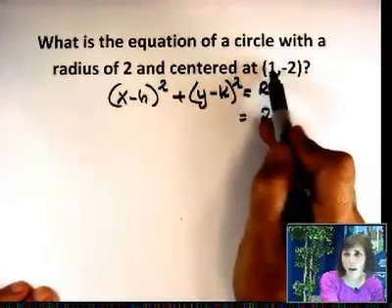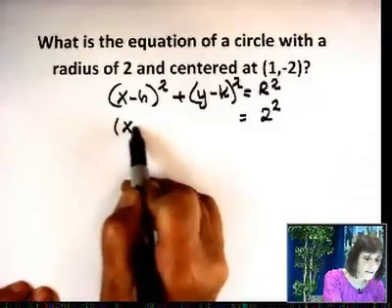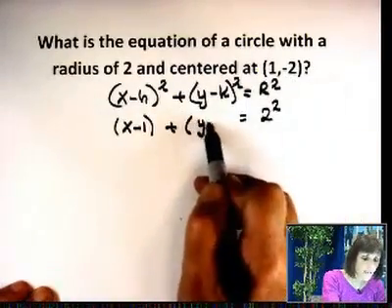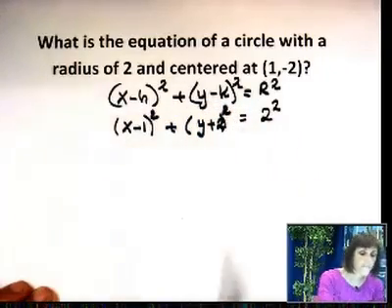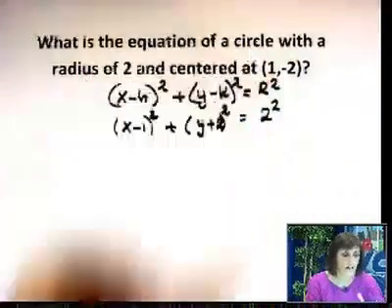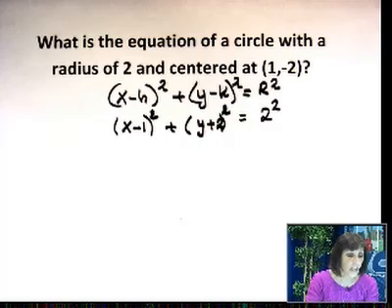Now I'm going to remember how these two work. This is plus, it's going to become minus. And this is minus, it's going to become plus. Alright, plus minus, minus plus. Alright, that's the equation of a circle centered at 1, -2, and it has a radius of 2.